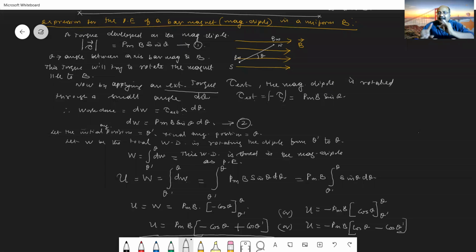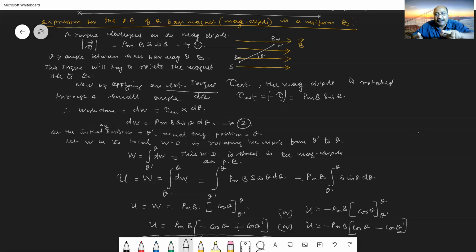There are only three concepts. Number 1, when a torque is summarized. When a magnetic dipole or a Bohr magnet is placed inside the magnetic field, it experiences a torque. So you write the value of the torque as Pm B sin theta. That torque will try to rotate the magnet parallel to the external magnetic field. But what I am doing is rotating that magnetic dipole from the original position to some other position by applying an external torque.